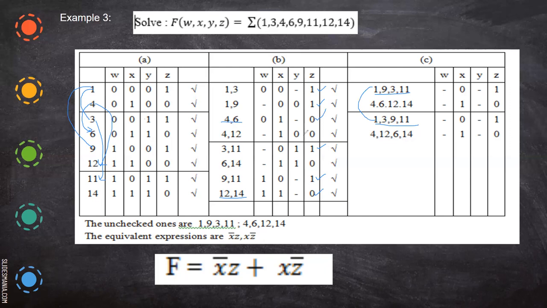Then 4, 12. Okay, this is over. Now we'll take 4, 12 and this. There is no change, but here there is a change. Here there is a change. So this cannot be considered. So next we'll take this. No change, no change, there is a change and no change. So this we can take, 4, 12 and 6, 14. That is what we have done here.